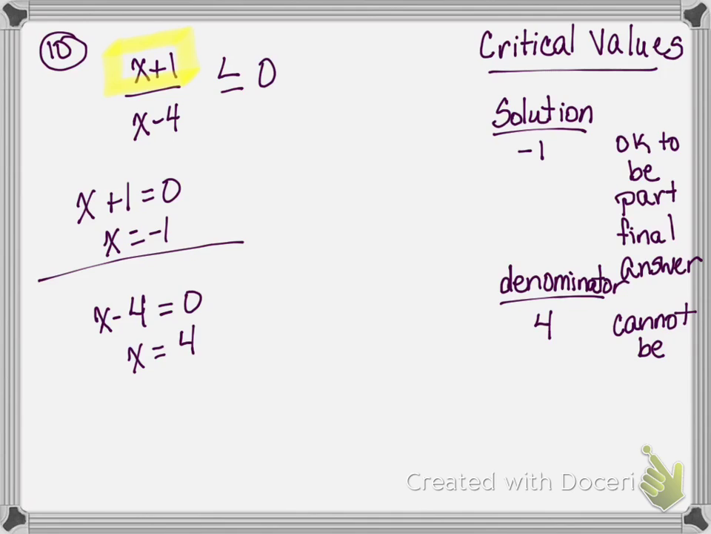So that's the difference between a solution and when you're using your vertical asymptote and you're determining your domain. Anything that makes the function undefined cannot be part of your final answer. So -1 could be, doesn't have to be, but it could be part of our final answer. +4 cannot be part of our final answer.